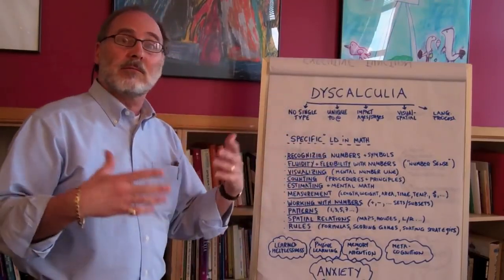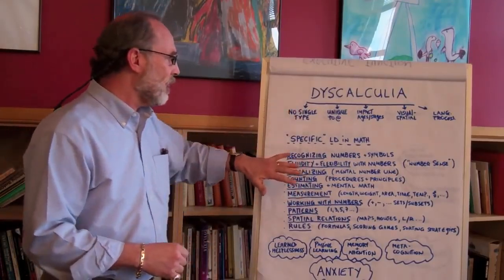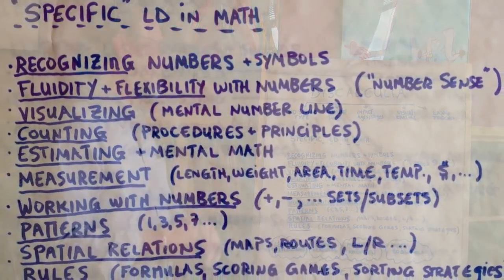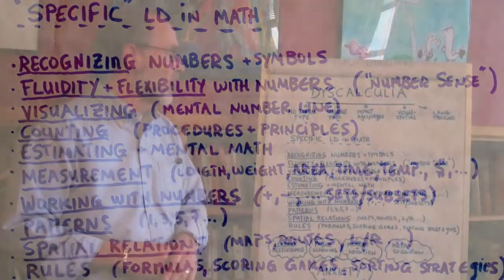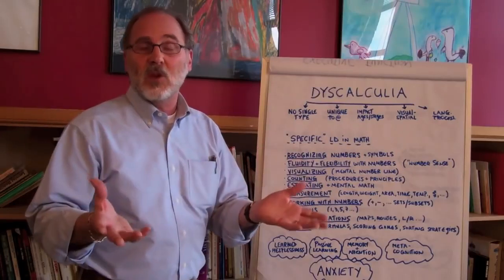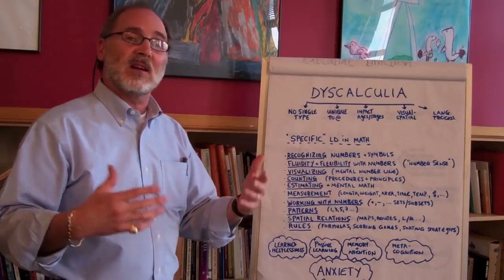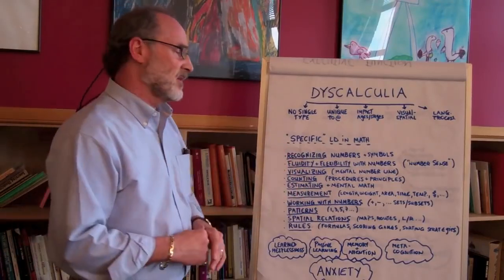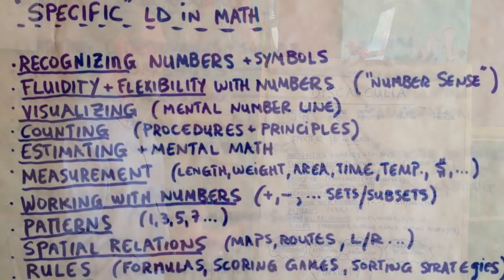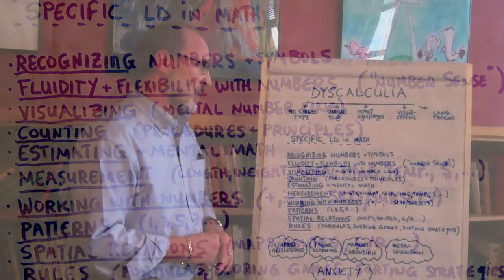So what are some of the presenting problems that individuals will have when they have dyscalculia? Well, clearly, in young children, you will see difficulties with recognition of numbers and symbols. Just like in reading, children with LD have difficulties identifying letters and matching them with sounds. Recognizing numbers and recognizing symbols in the math domain are things that learning disabilities present with in children with dyscalculia. There's a fluidity and flexibility with numbers that also presents in these children.